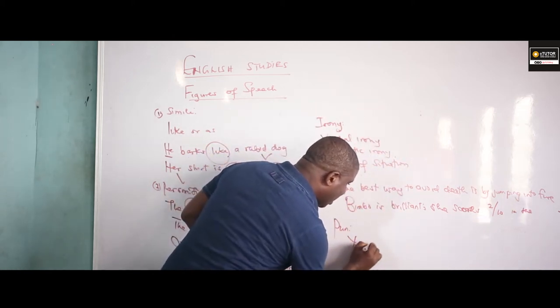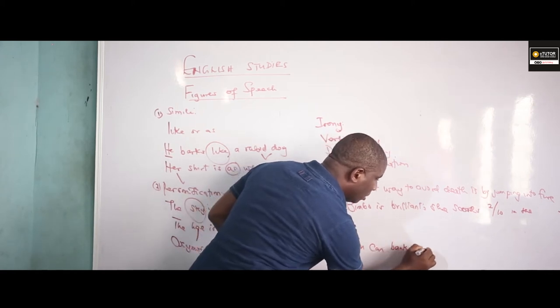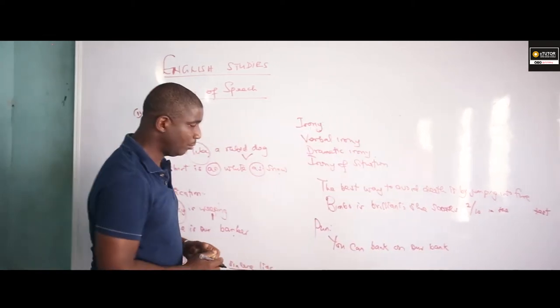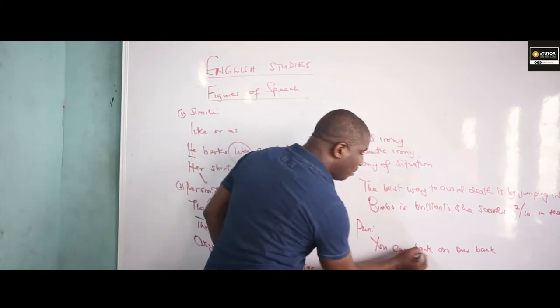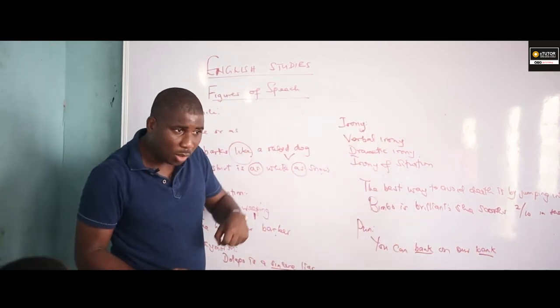You can bank on our bank. Okay, look at this example. You can bank on our bank. Now listen, look at the word bank. The word bank in this example is being played upon.